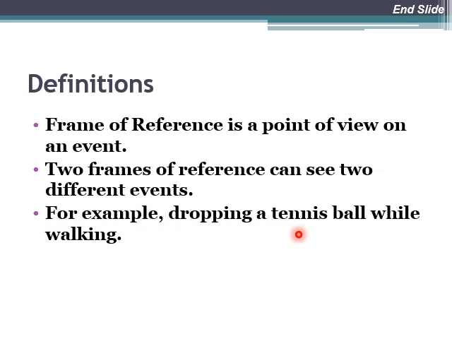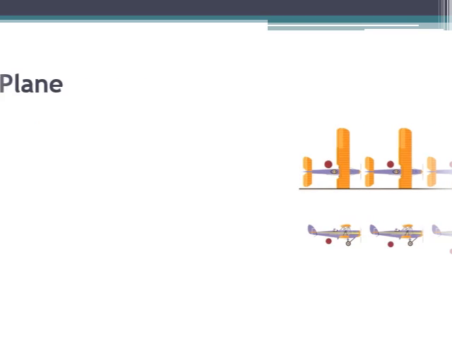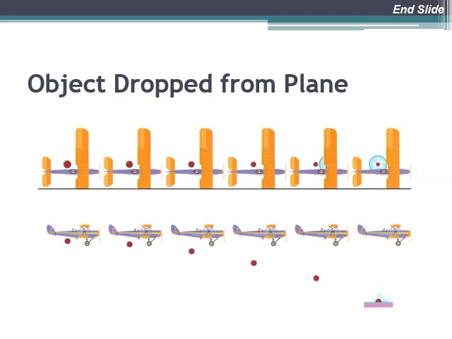We also have this example of a tennis ball being dropped while walking. If you think about a person who is dropping a tennis ball while they're walking, the person who is walking would see that tennis ball just fall right beside their body while they're still walking. However, from the outside perspective, you would see that ball have a horizontal velocity while it's falling at the same time. An example of this is kind of like when an object is dropped out of a plane.